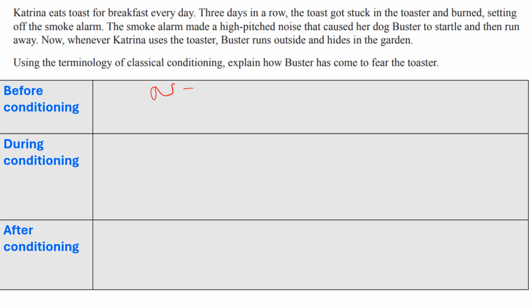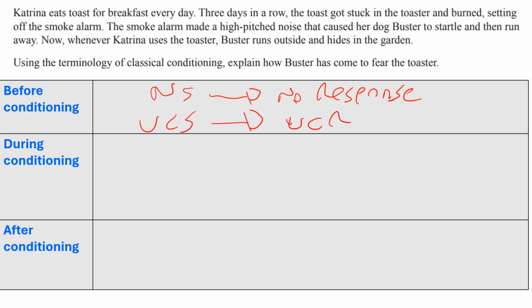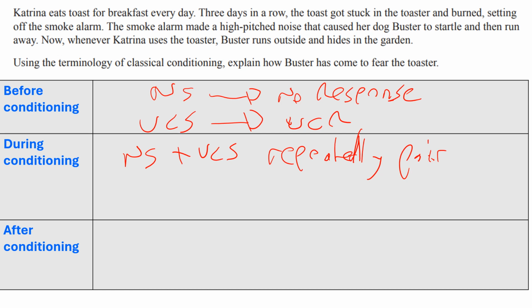So here's our template. Our NS triggers no response. That's separate from the UCS, which will trigger a UCR. Then we get to stage 2. The NS and the UCS are repeatedly paired. And we must mention that the NS is first and then the UCS is second, and that will elicit a UCR. And then the CS on its own triggers a CR.